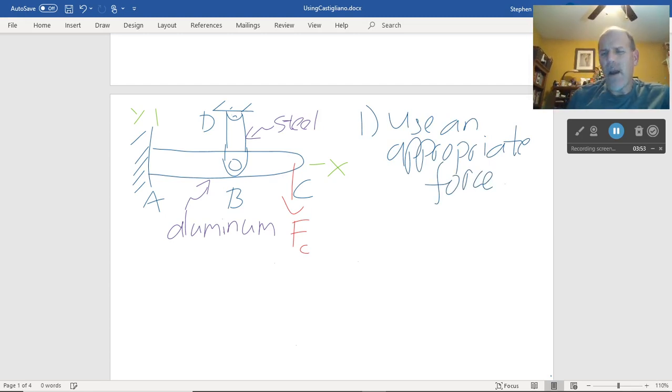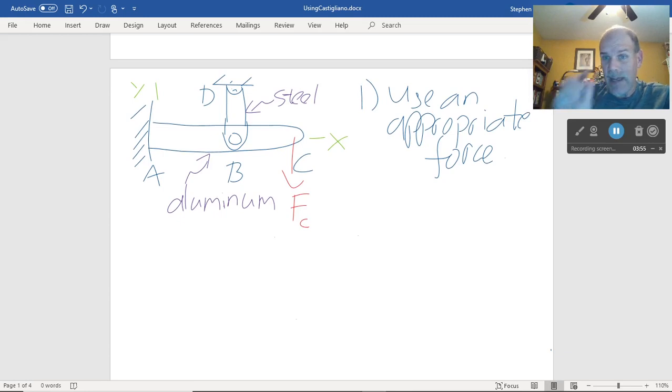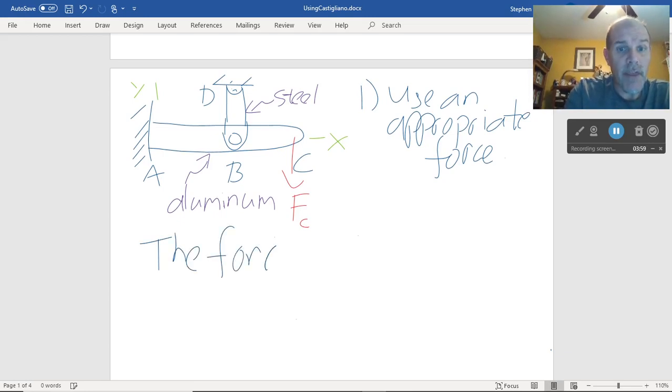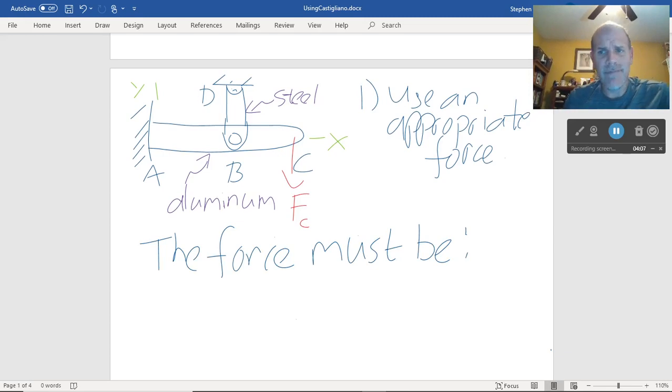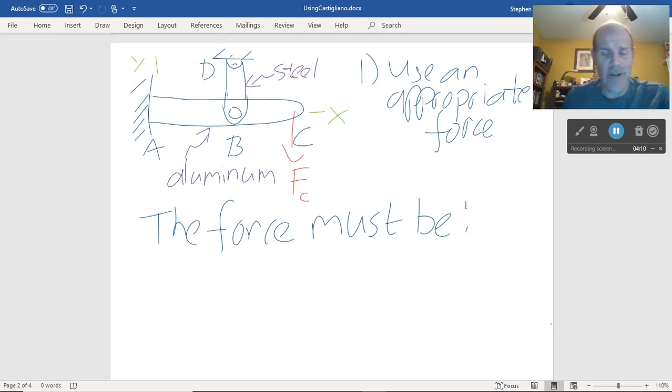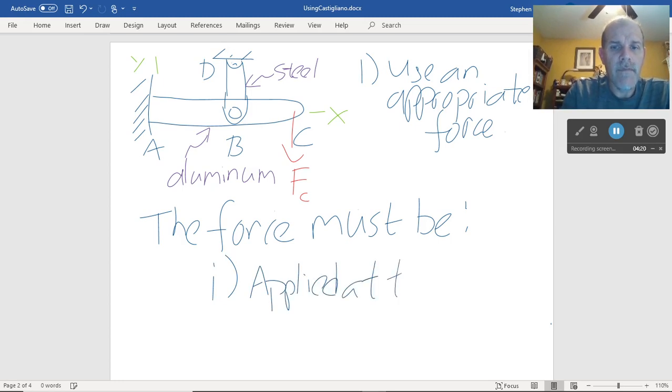Okay, what makes an appropriate force? Aha. This is where the three sub-rules come in, okay? And I'm not going to follow outline etiquette here. I'm going to make up my own thing. I'm going to use those little Roman numerals, right? 1, right? Applied at the correct place.